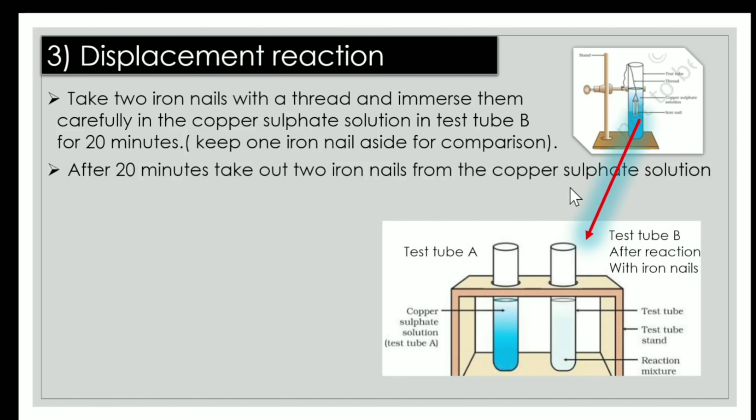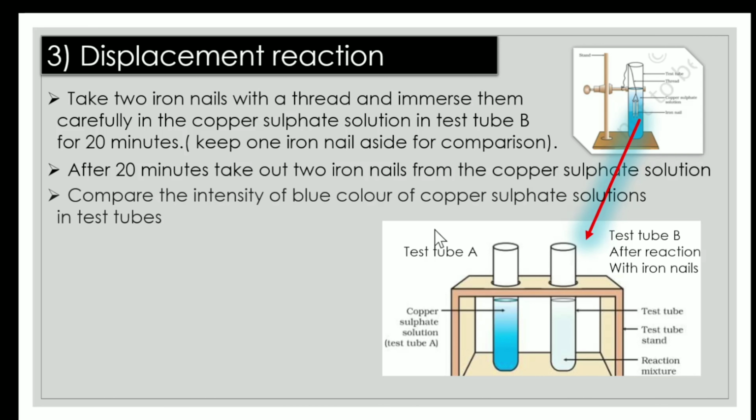Observe clearly, it is test tube A and it is test tube B. So what difference will you observe? In test tube B, the blue intensity is decreased, right? What is the reason behind that? Why is there a change in color? Compare the intensity of blue color of the copper sulfate solution in the test tubes. Why is there a change in the intensity? What is the reason?